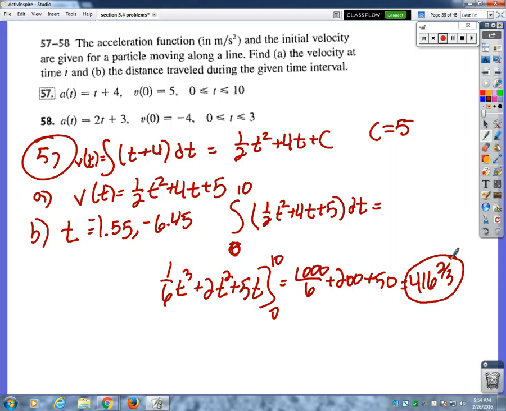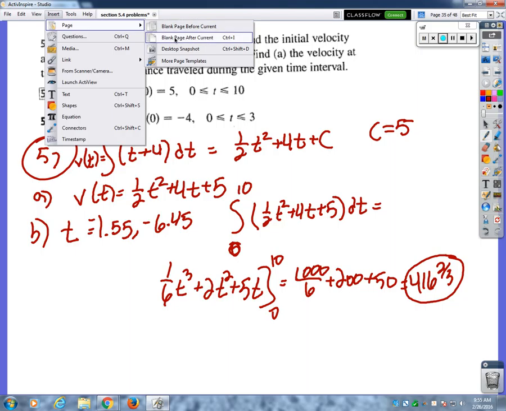Then we would have had to do like we did on the last two problems, break it up into two integrals, one of them being the regular one, one of them being the negative one. So that's why I was really happy when you said negative 1.55 and negative 6.45. So hopefully that's the same for 58. Let's give it a go, shall we?